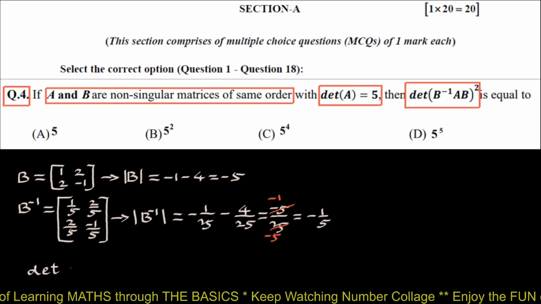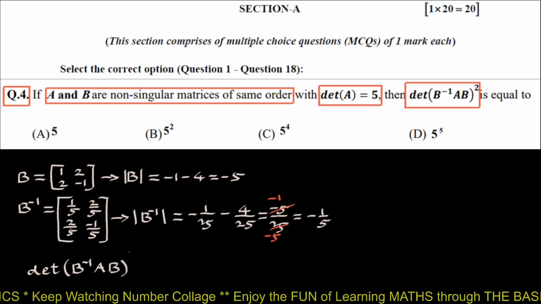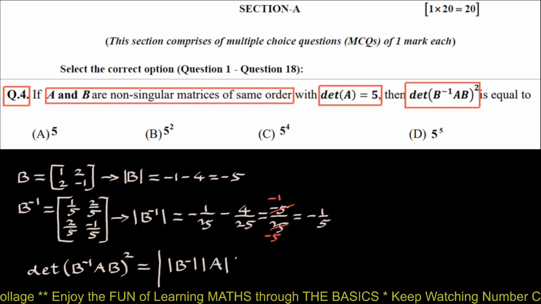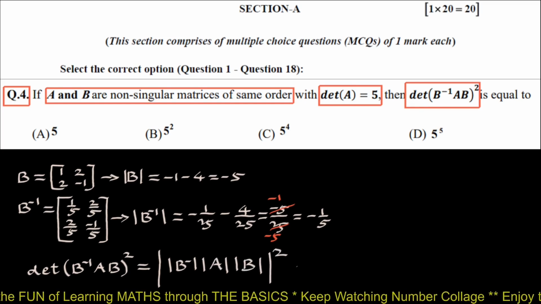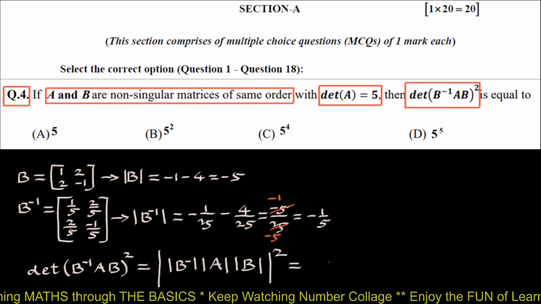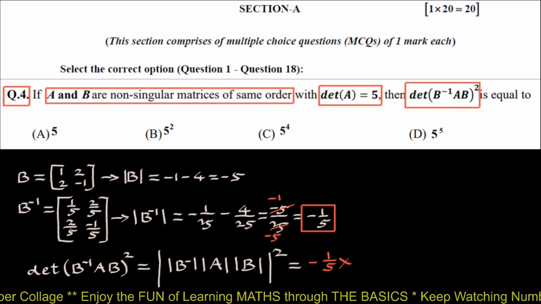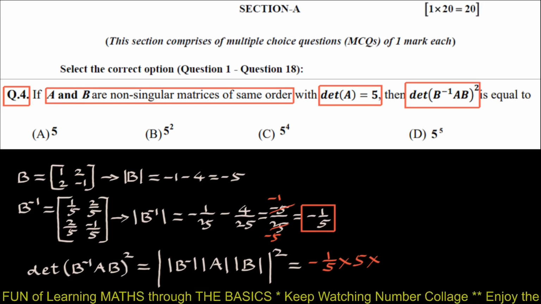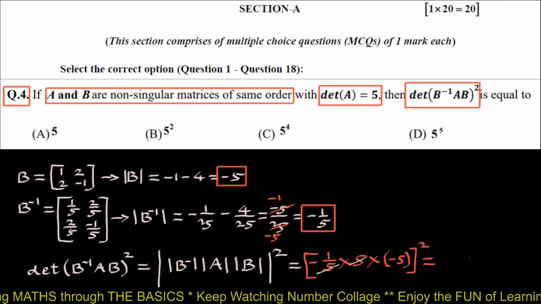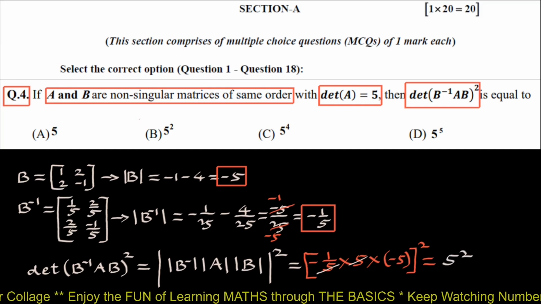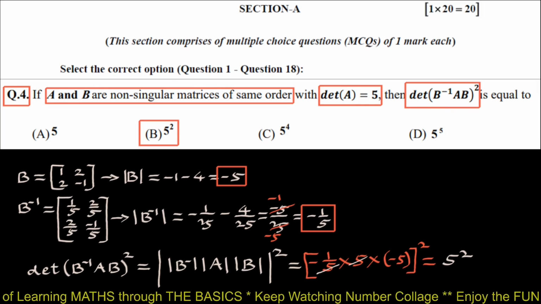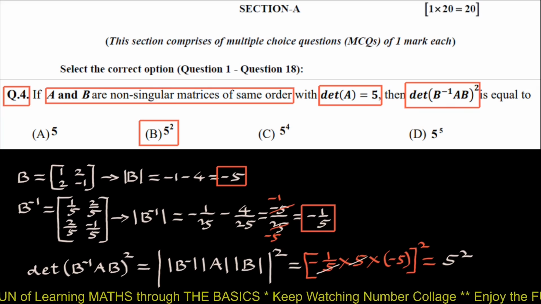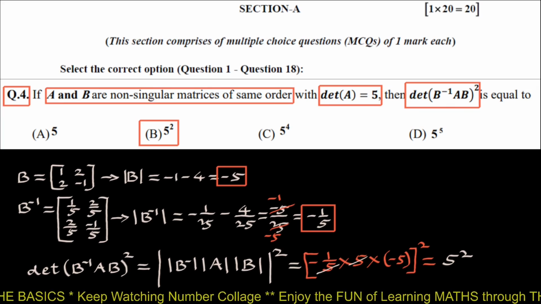Determinant of B will be minus 5 and determinant of B inverse will be minus 1 upon 5. We have to find the value of determinant of B inverse AB whole square, which is determinant of B inverse into determinant of A into determinant of B, and square of it. That will be determinant of B inverse, minus 1 upon 5, into determinant of A, which is given to be 5, into determinant of B, which is minus 5, and square of it. Cancelling 5, which is 5 square. So the correct option is B, 5 square. This is true for any two non-singular matrices A and B of order 2 or 3. You can verify this for yourself.